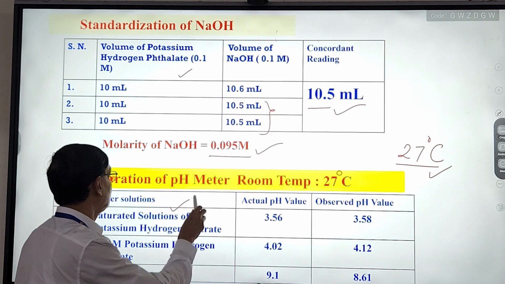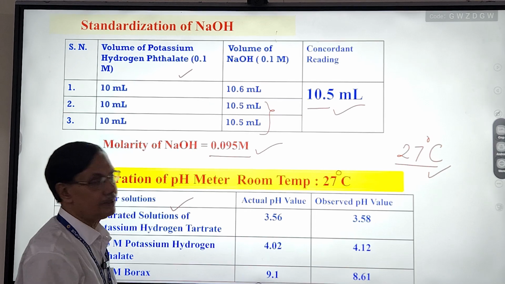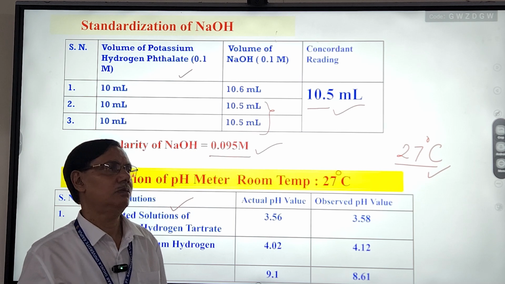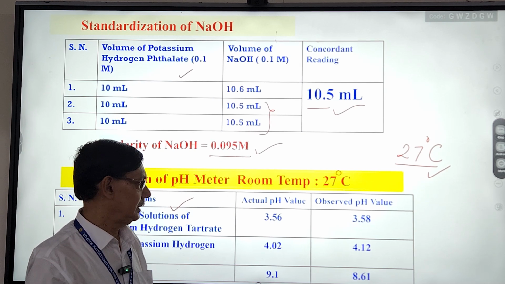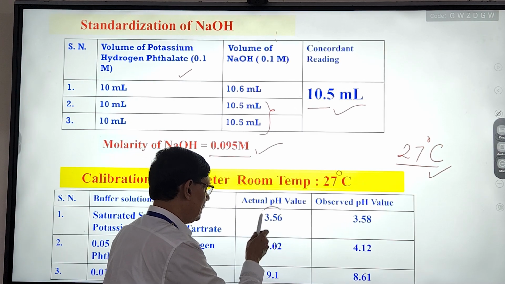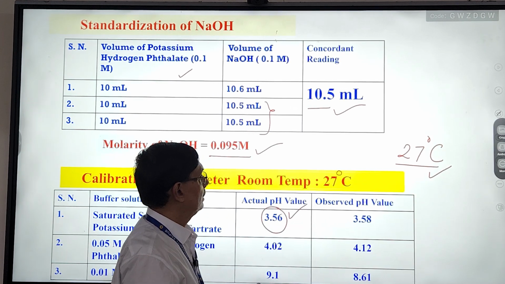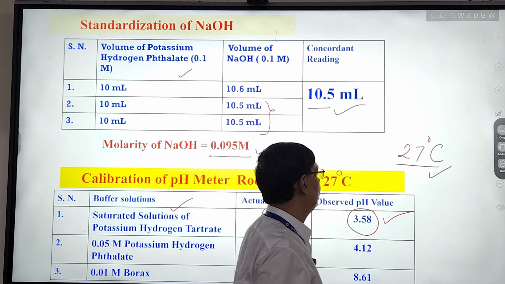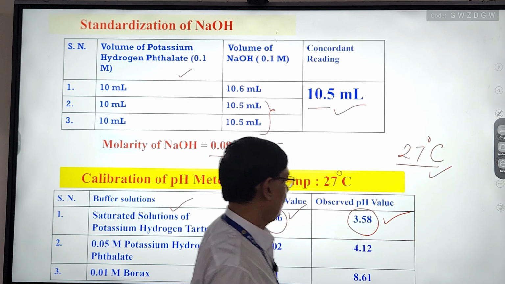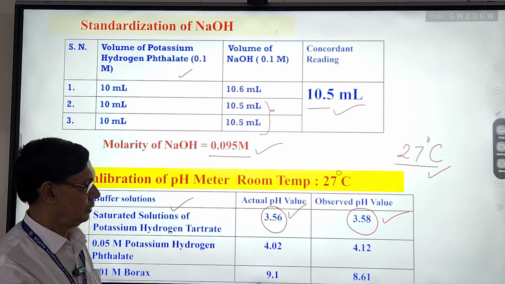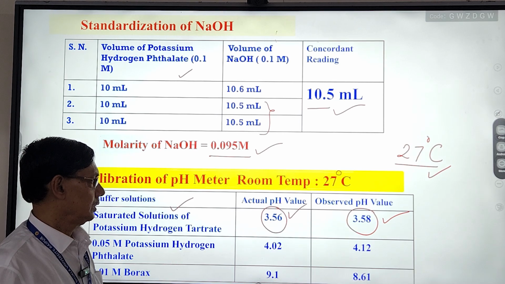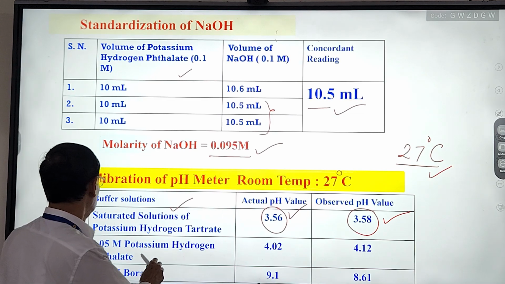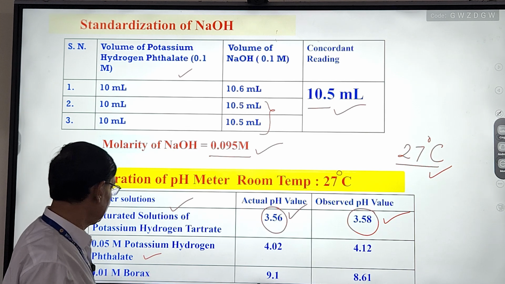You have taken the saturated solution of potassium hydrogen tartrate. Please check these values from any data book, CRC handbook, or Harned and Owen, anywhere you can check it. But as far as my knowledge is concerned, it is 3.56, and you got 3.58. So no problem. Sometimes we have to clean that combined electrode, put that KCl and other things. So when we fix that pH meter at particular temperature, then you have taken 0.05 M potassium hydrogen thalate.